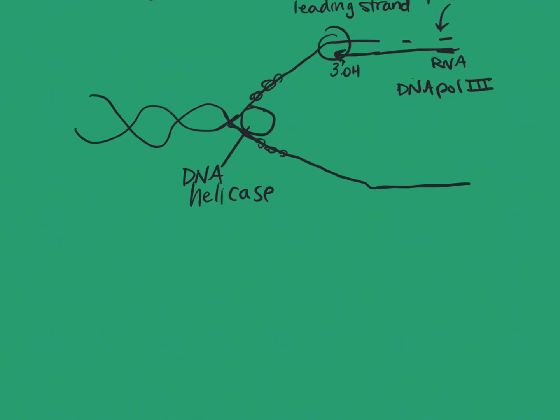So here's the new strand. You know that wherever the DNA polymerase is, that's the 3' end. So this must be the 5' end of that new strand. So then remember, it's anti-parallel, so this is the 3' end of the old strand. Okay, so always adding on that 3' hydroxyl group. And we say it's leading because it's heading towards the replication fork.